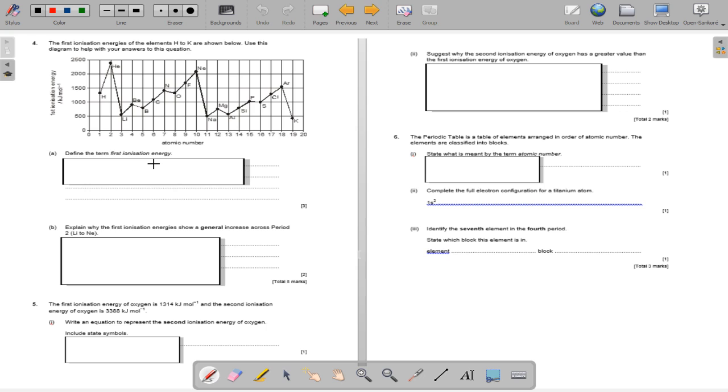So this diagram is showing you different ionization energies of elements. You need to define the term first ionization energy. Then explain why the first ionization energy shows a general increase across period 2, lithium to neon, so from atomic number 3 to atomic number 10 on that graph. I'll give you 7 minutes to do the questions. Pause the video and have a go.